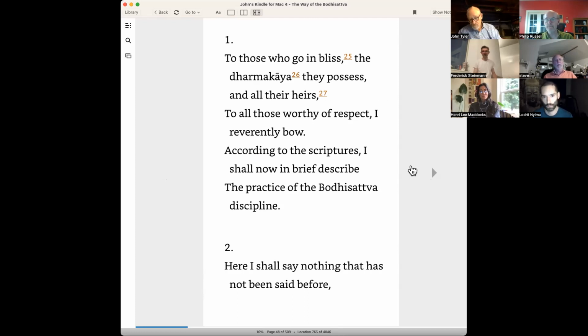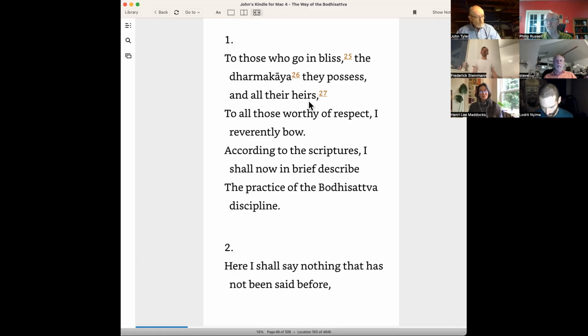To those who go in bliss, that is a translation of one of the names for the Buddhas, the Sugatas. Sukha means bliss, and Gata means go to. And so Sugata is an epithet of the Buddha, those who have gone to bliss or go to bliss. So it's the Buddhas. The Dharmakaya they possess, and all their heirs are the Bodhisattvas. The Dharmakaya literally means the Dharma body of the Buddha, and it refers to reality.